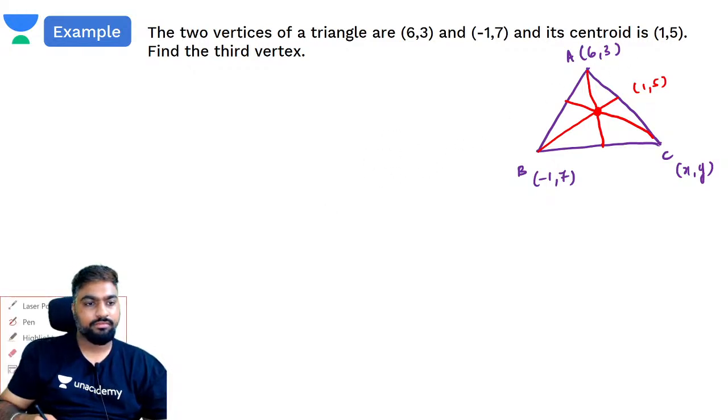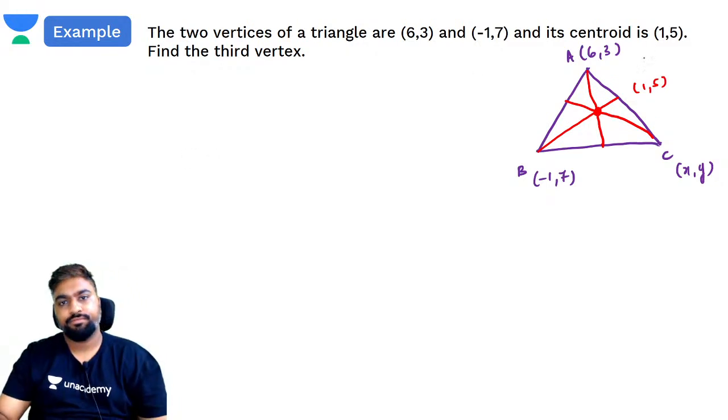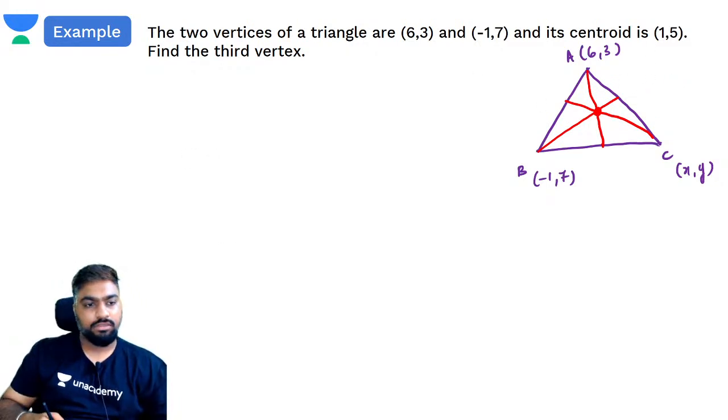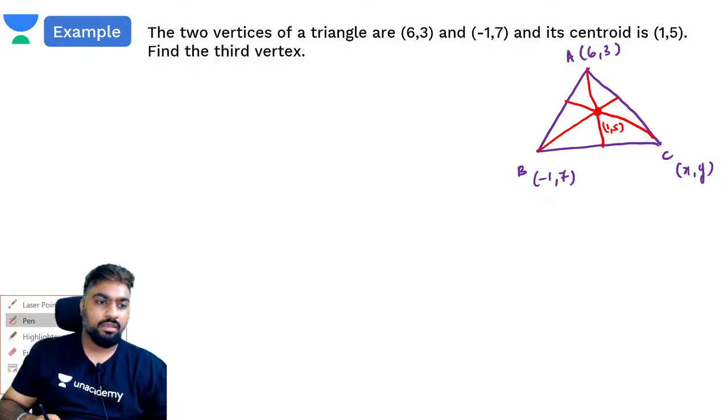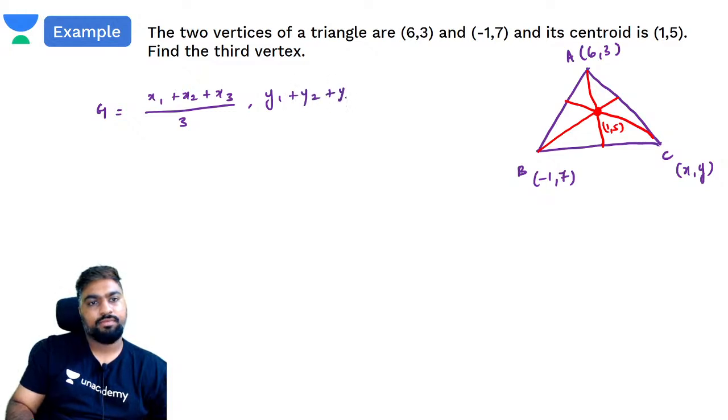Got it? Quickly find out. 0, -5. Beautiful. Very nice. This is 1, 5. You can directly do it by the formula. Centroid G is given by what? x1 plus x2 plus x3 by 3, comma y1 plus y2 plus y3 by 3, which is given as 1, 5.